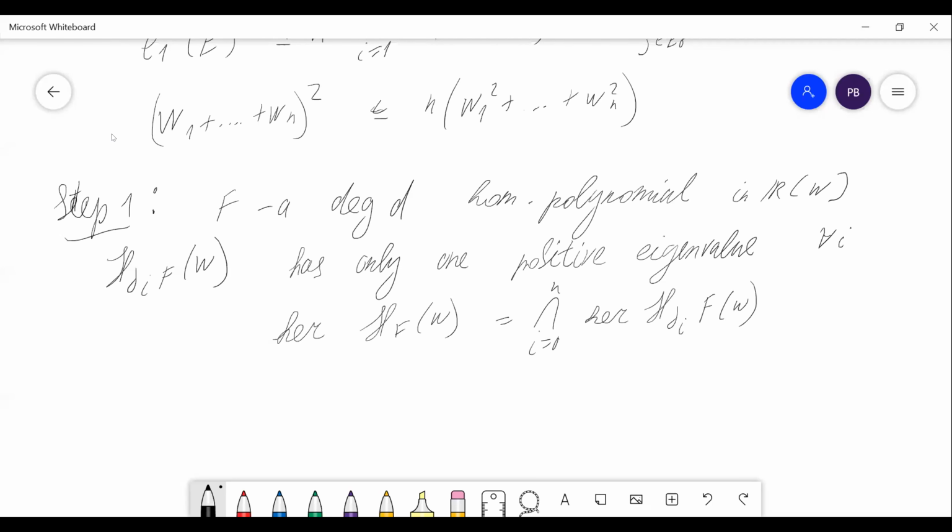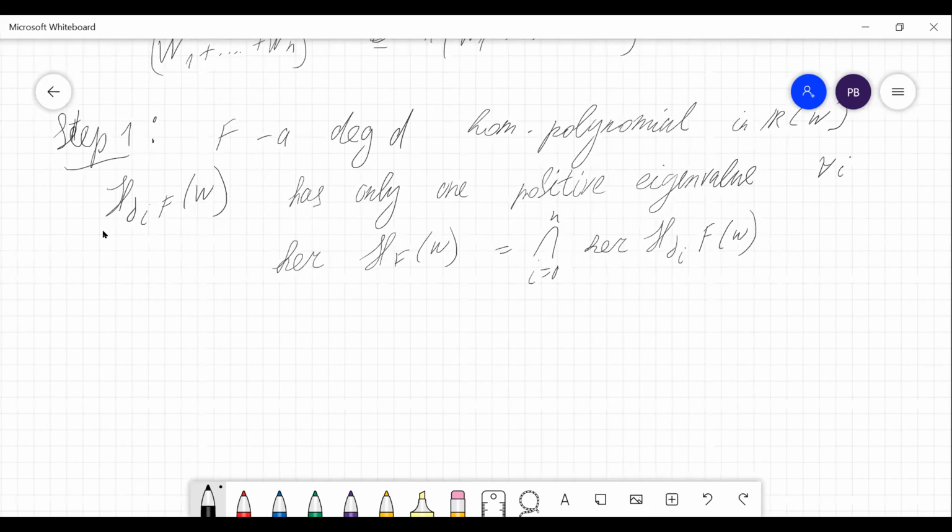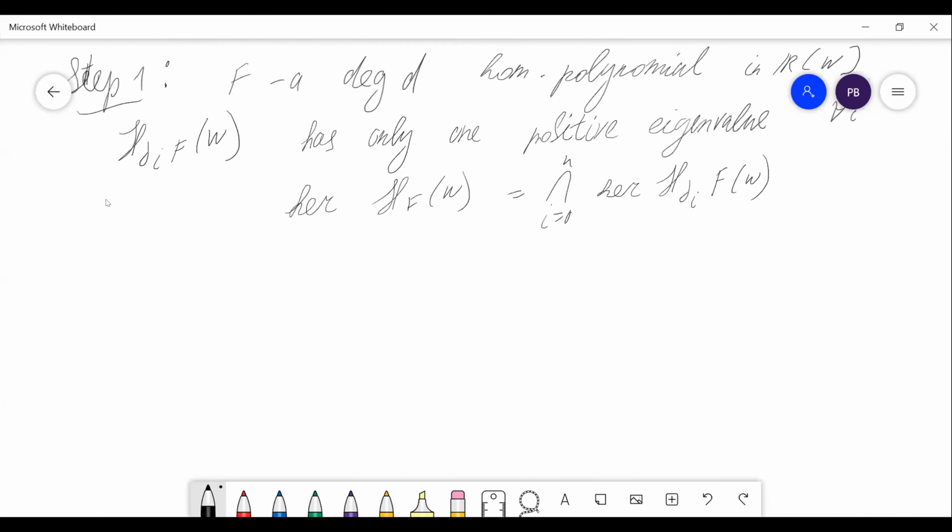Right, we'll need that. And now I've promised you induction. The base was covered. Now we want to induct by the degree d of the homogeneous polynomial.